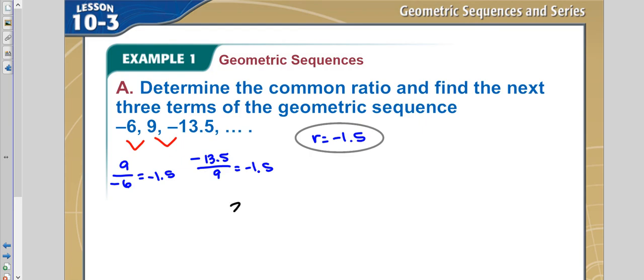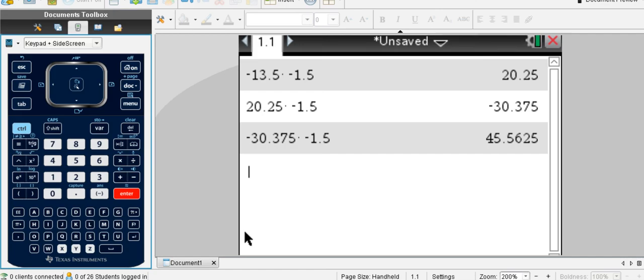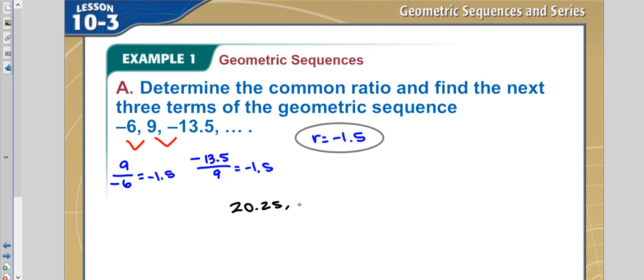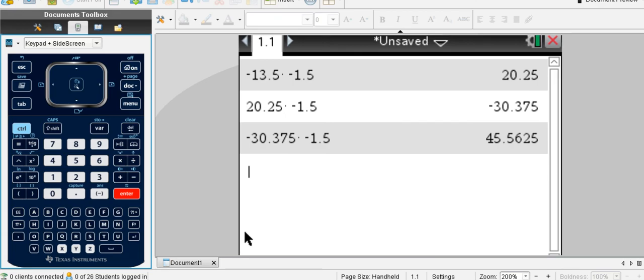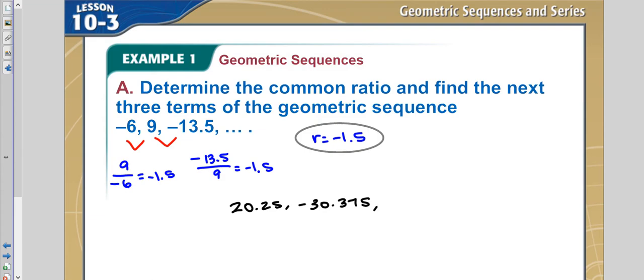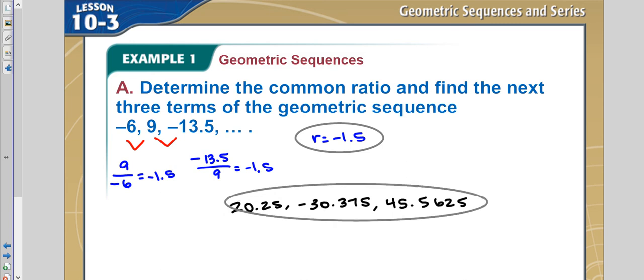So we would have 20.25, and then -30.375, and finally 45.5625. And again, this is a sequence because all these terms are separated by commas. They're not adding and subtracting with one another. So those would be those values.